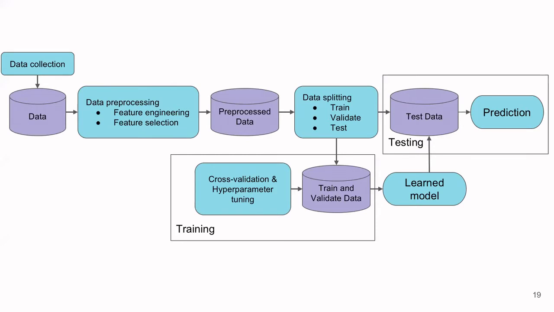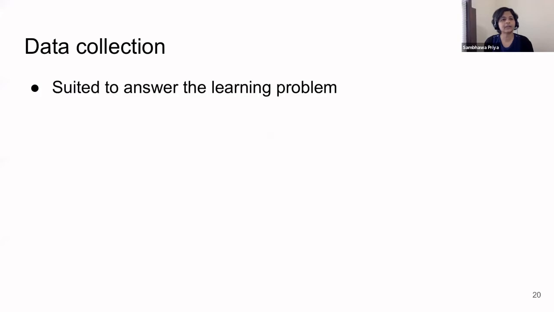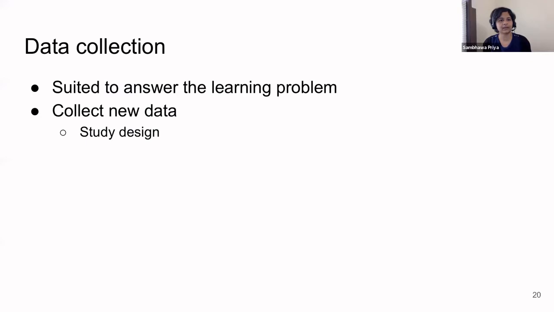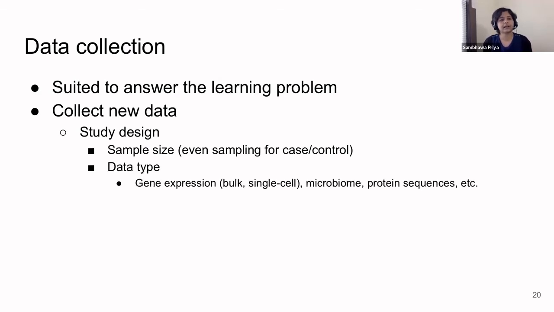All right, so let's first get to the data collection step. Our data should be suited to answer the learning problem. You could collect new data, so you have to think about the study design. What is the sample size? Can you try to have even sampling for case and control samples? And what is the type of data that you want to collect, whether it's gene expression data, bulk or single cell, microbiome data, or protein sequences, and so on.